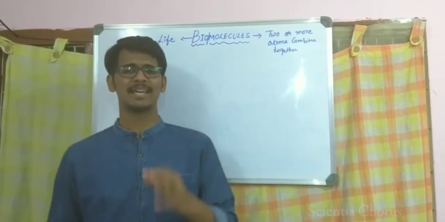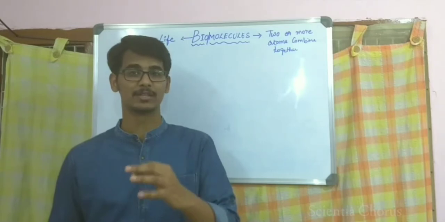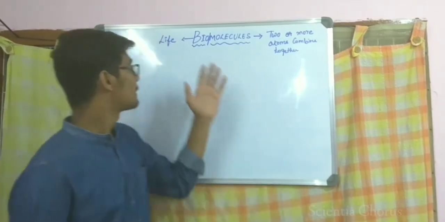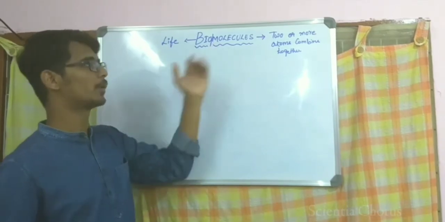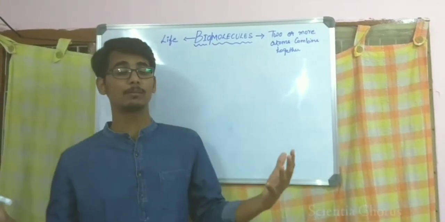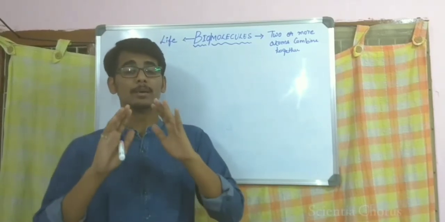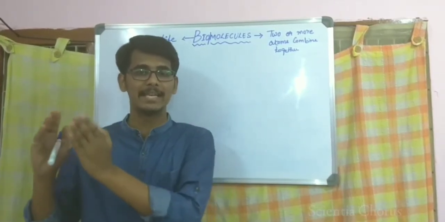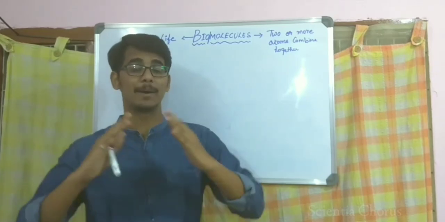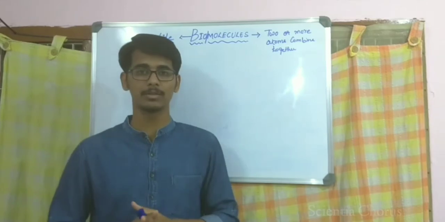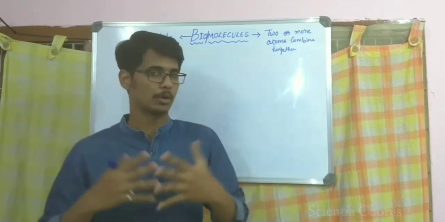Welcome to Science Course. In this video, we are going to have an introduction to biomolecules. Now let us divide the term biomolecule into two. Bio is nothing but life. Molecules are formed when two or more atoms combine together. So the molecules which are present in the living organisms, we call them biomolecules. And generally, these biomolecules are long chain molecules, so we call them macromolecules.